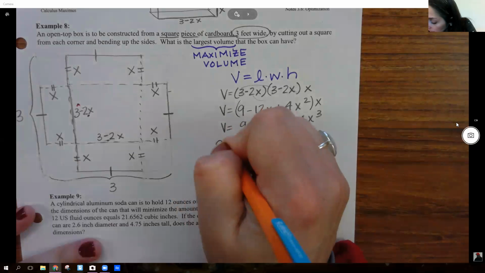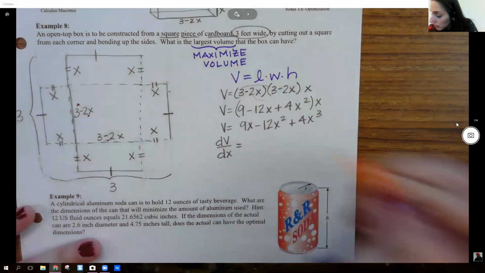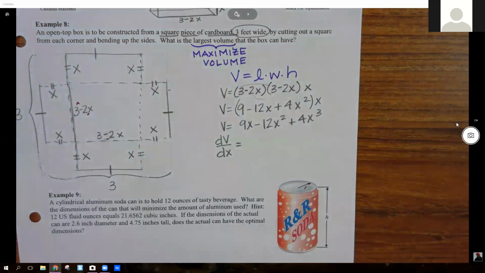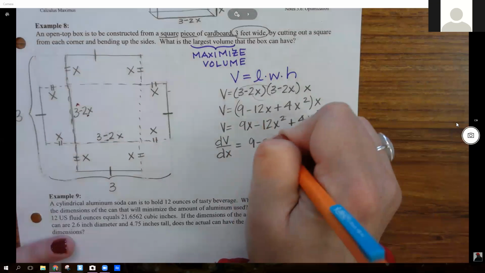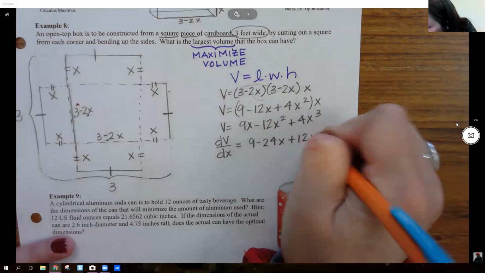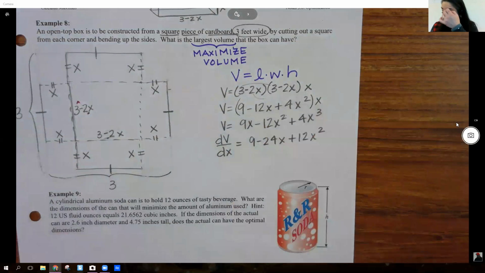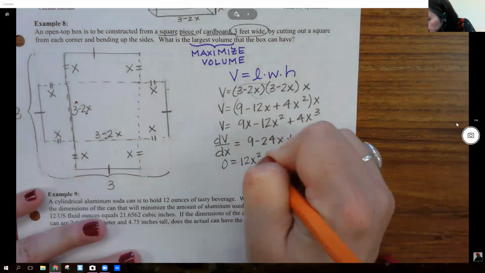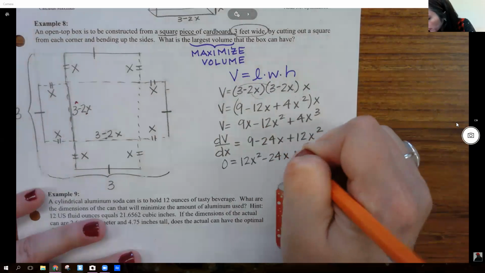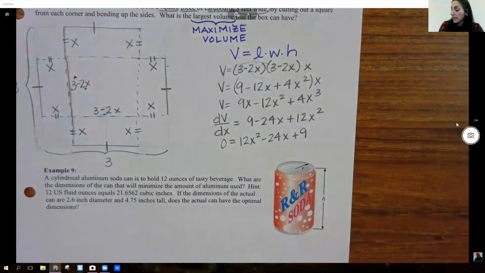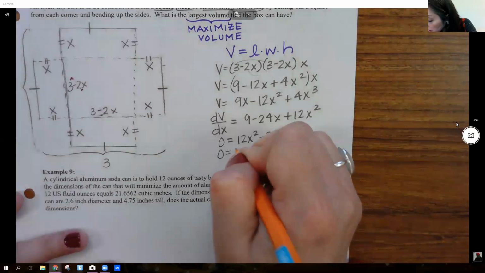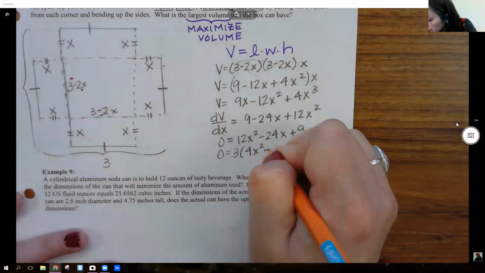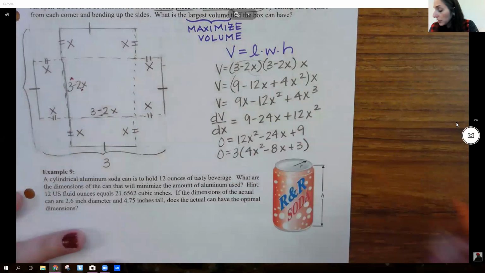What's the derivative when you do that? 9 minus 24x plus 12x squared. Good. And then that's a quadratic. So we're setting this equal to 0. I'm going to rewrite it so that it's in descending order. Okay. So we could take a 3 out of all of that, right? Take a 3 out. So this would be 4x squared minus 8x plus 3.